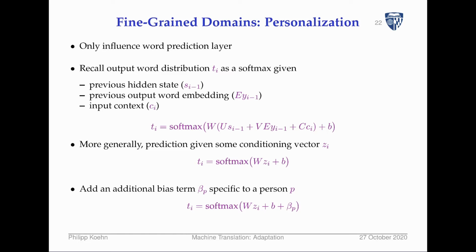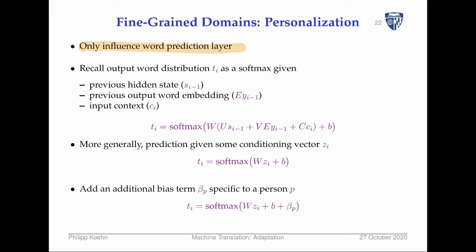So this is the method I proposed for personalization. The key idea here is that we're going to leave most of the model unchanged. So it's just a general translation model, and the domain-specific part, or the personalization-specific part, is the word prediction layer. So only at the word prediction layer step, we're going to then factor in the domain.